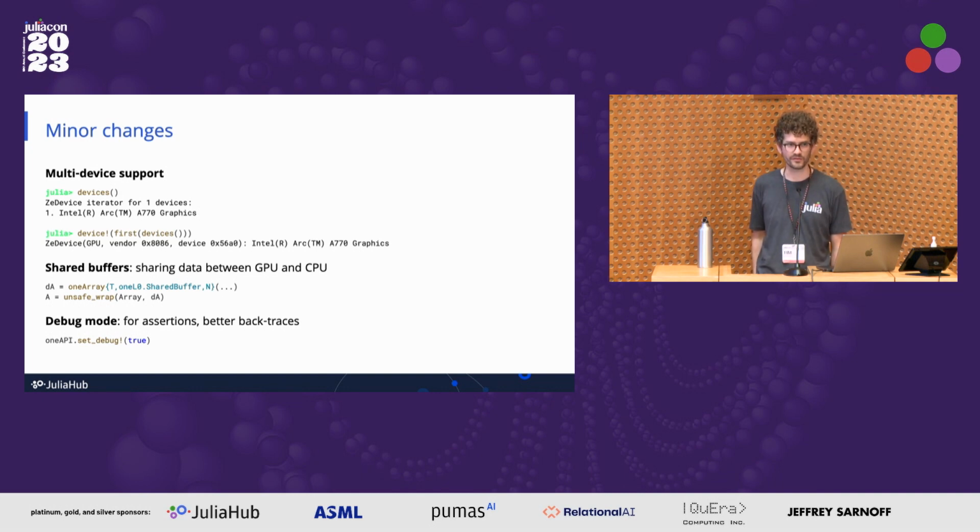And this is very convenient in order to see some more details about backtraces or to check some preconditions when running code. This is strictly for using oneAPI.jl on hardware that may be unsupported, or where you may suspect there may be a bug in the backend driver.